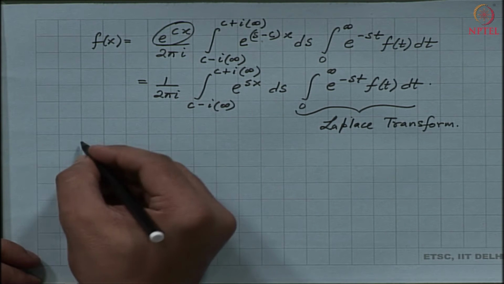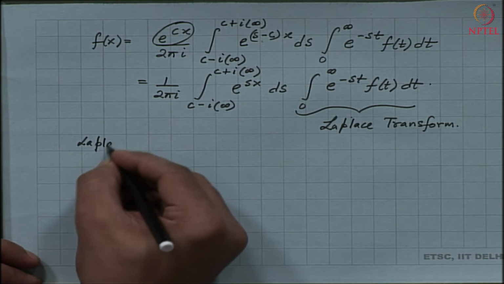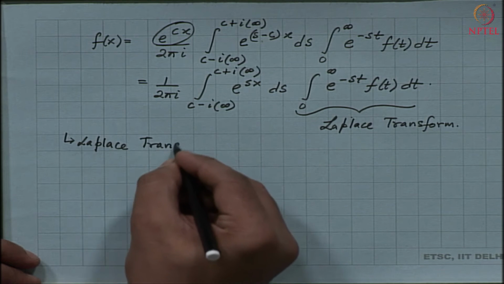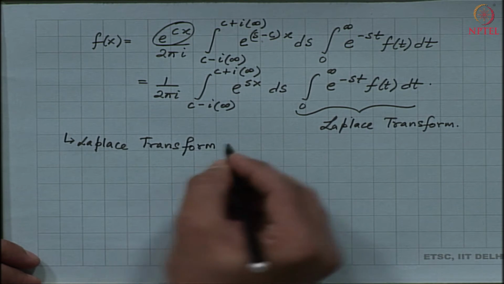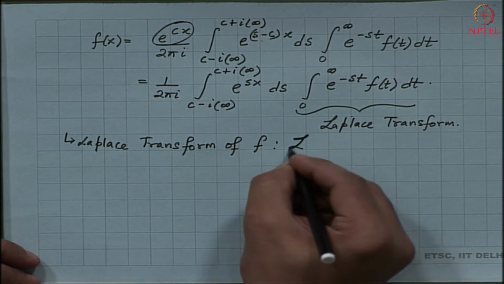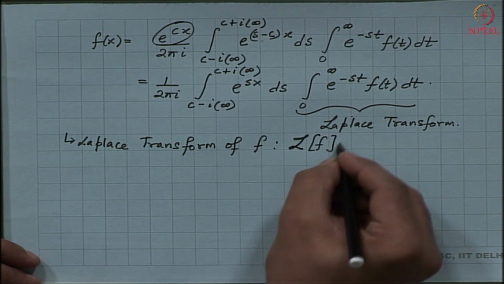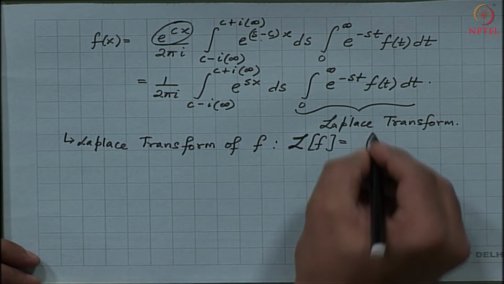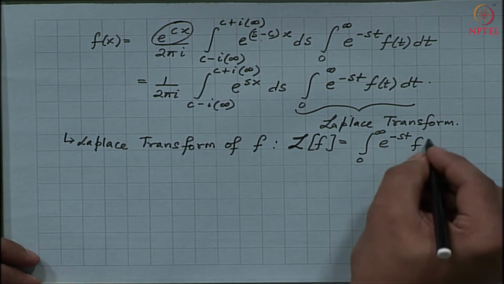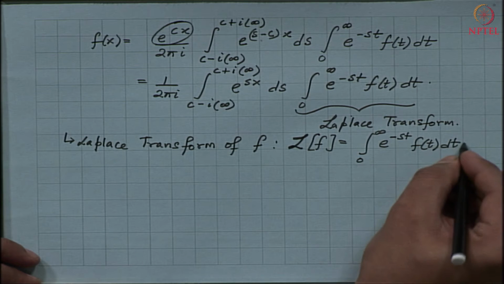Okay. So, in particular the Laplace transform of f, also denoted by this curly L of f, is given by this integral from 0 to infinity of e to the power negative s t times f of t dt.